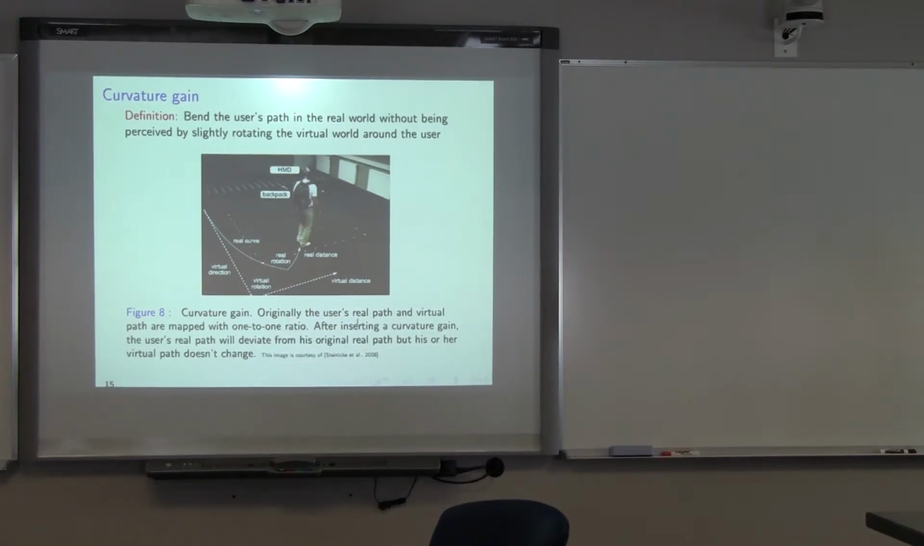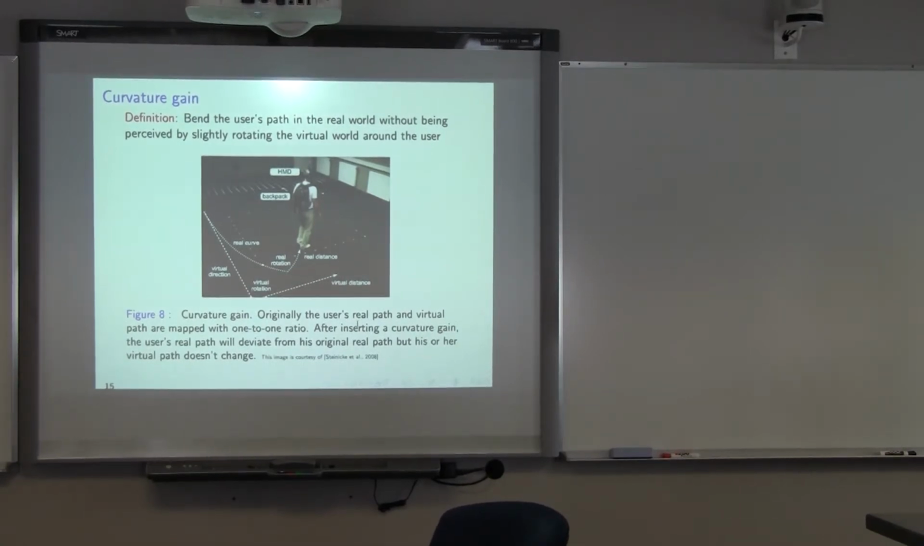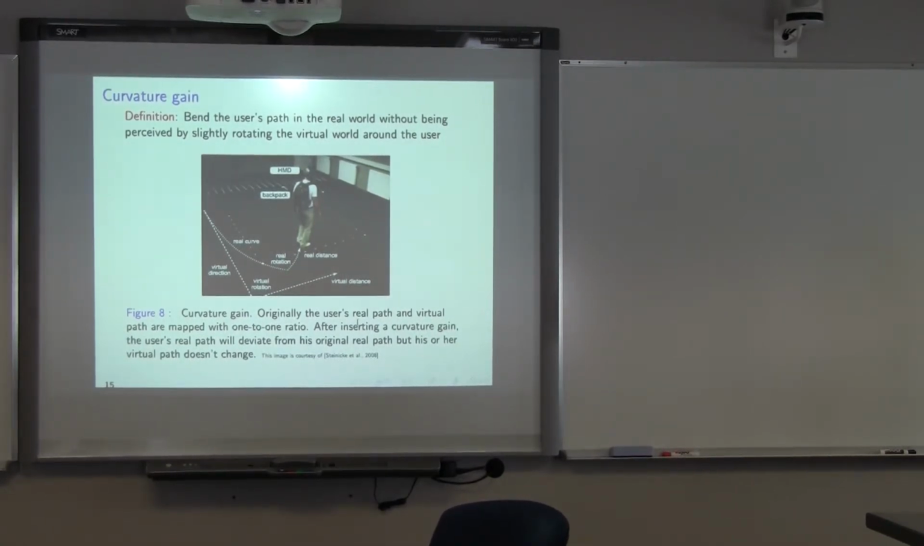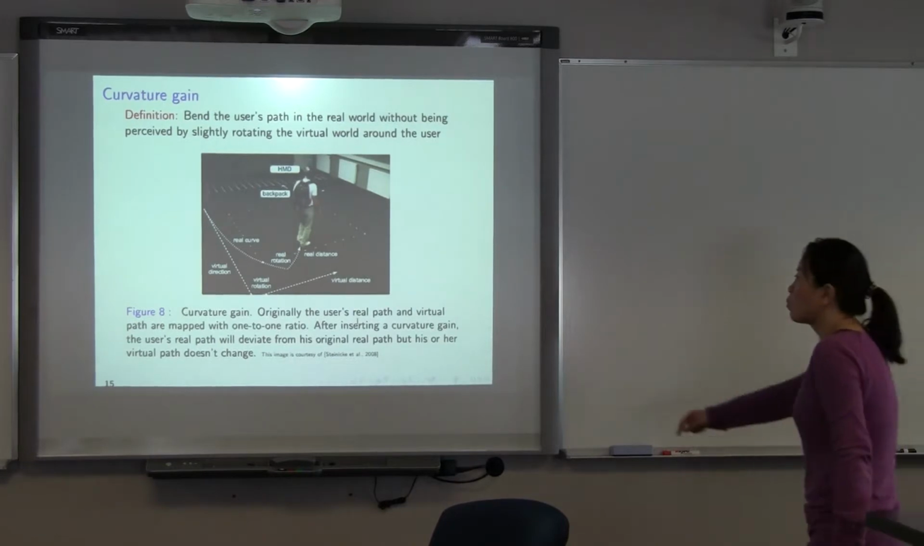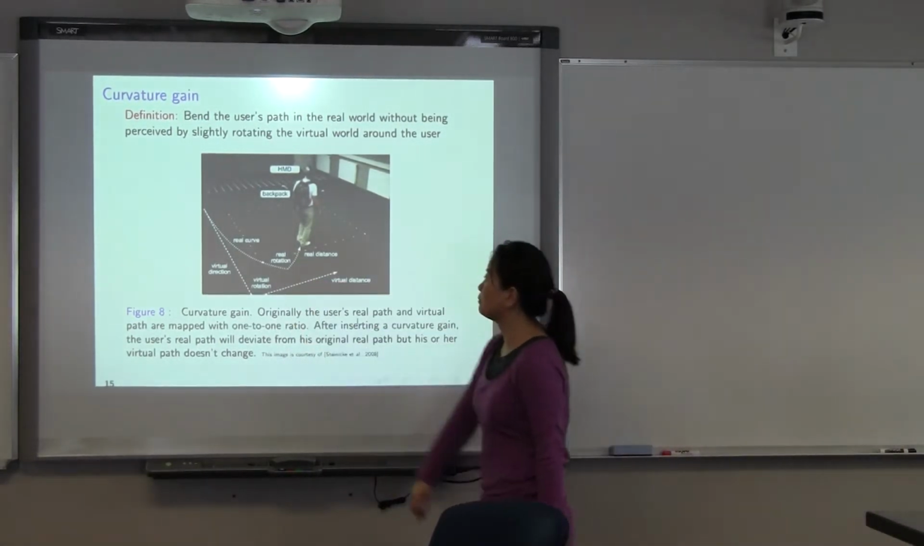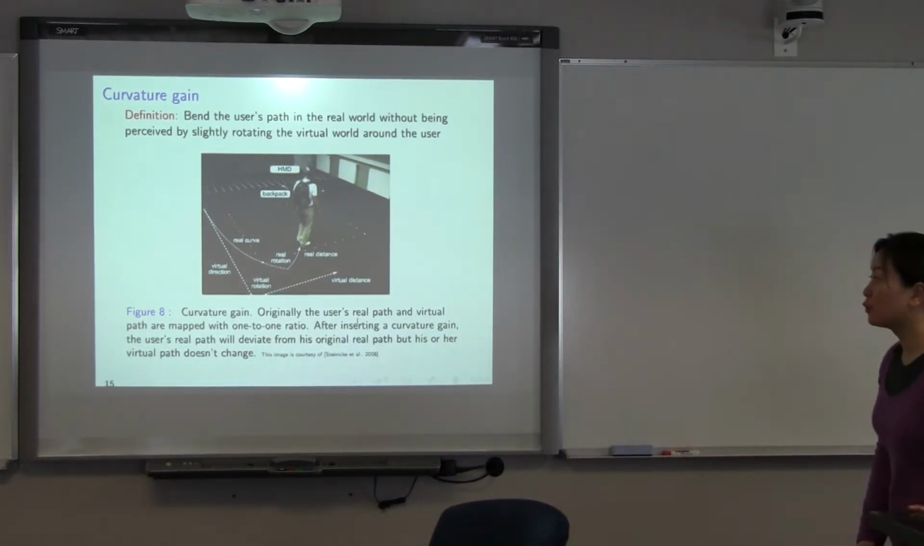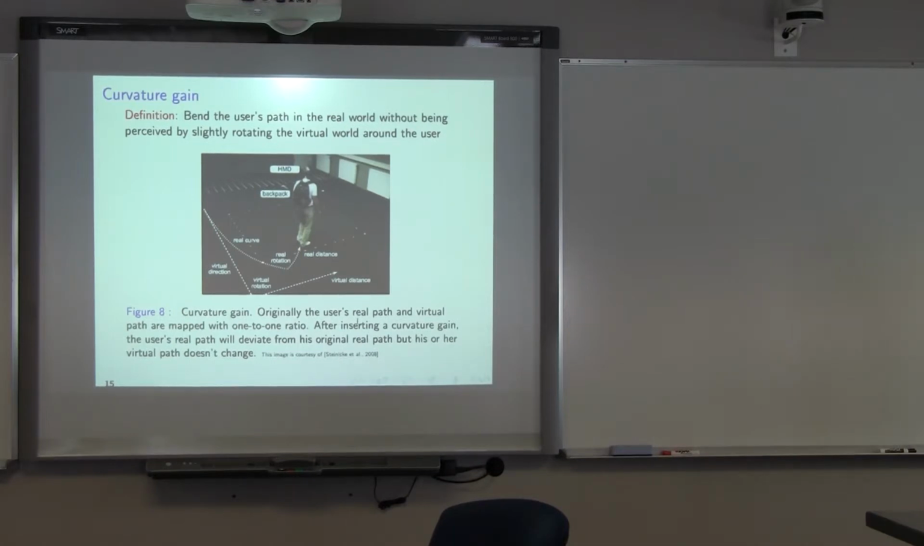Okay, here is a curvature game. So when the user is walking straight, we rotate the virtual world graphics around him slightly. He doesn't notice the manipulations we insert into the virtual world, but he unconsciously reacts to the manipulations. So he will walk in a curve here, but he still believes he's walking straight in both the real world and virtual world.